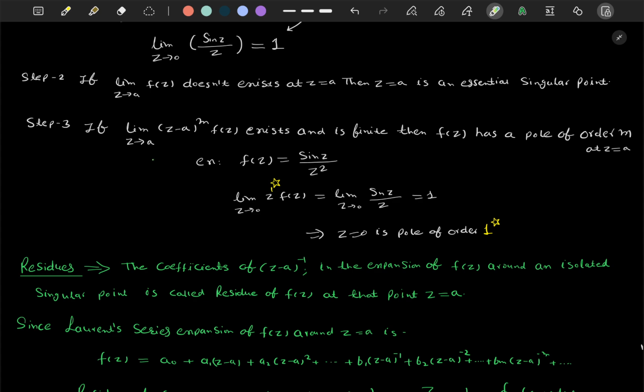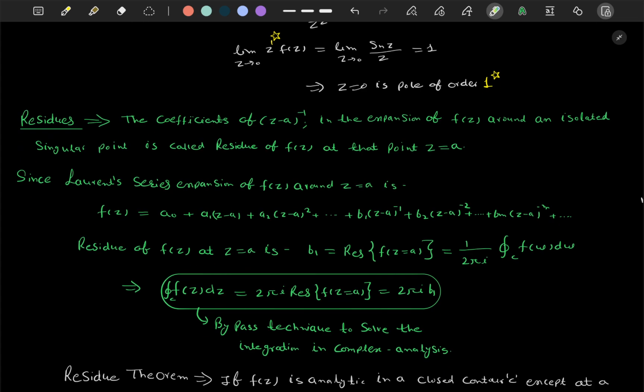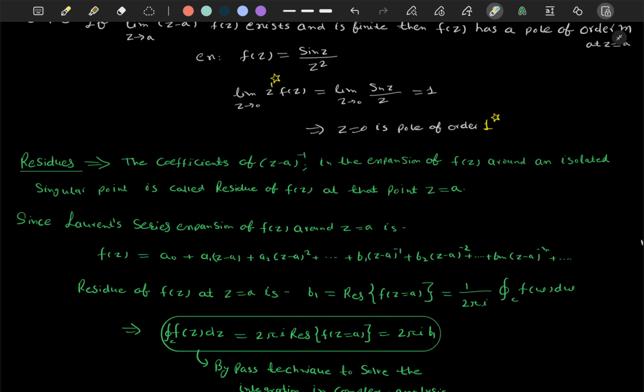And if the limit as z tends to a of (z minus a)^m f of z does not exist for lower powers, but if we multiply by (z minus a)^m and it exists, then it is finite. Then the function of z has a pole of order m at z equal to a. Now take an example. This was the function, and the limit as z tends to 0 of z times f of z exists, and it gives the limit 1. So it has a singularity, a pole of order 1. Like this we will calculate singularities.